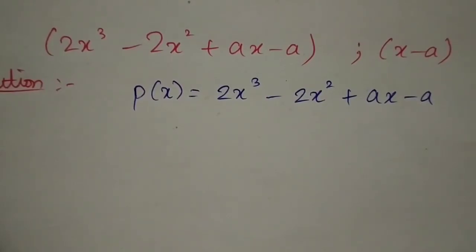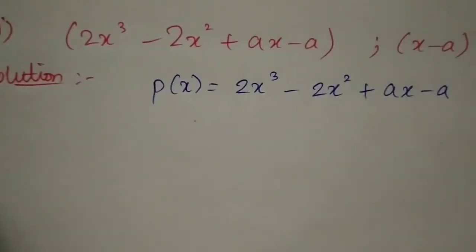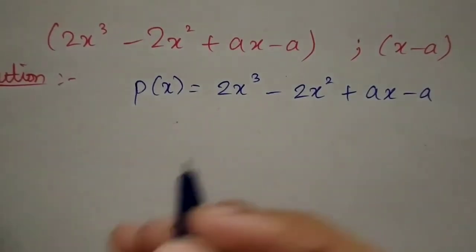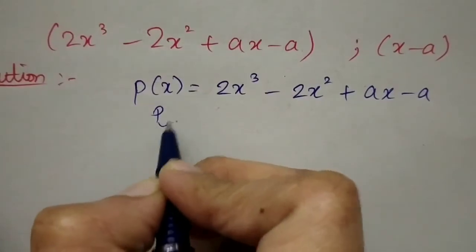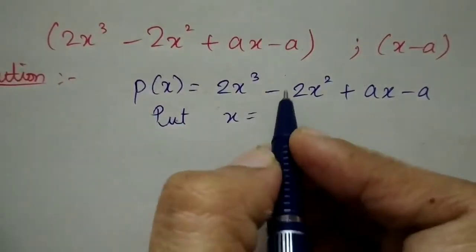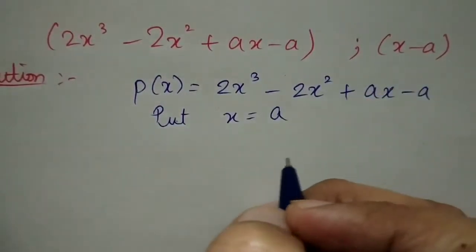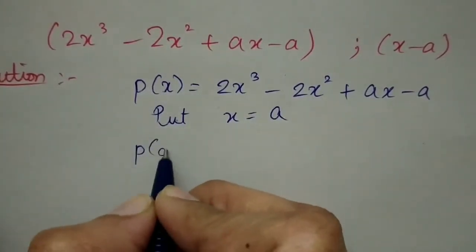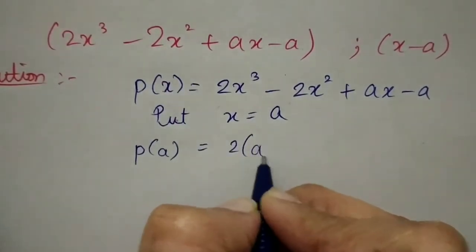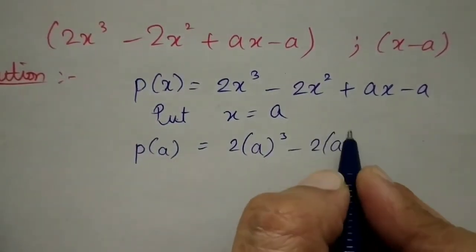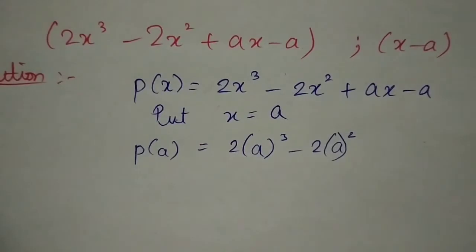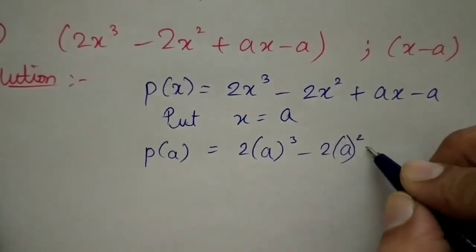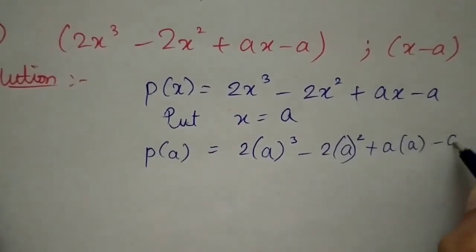Divide this second polynomial. This is the second sum. So we have to divide this first polynomial with the second. The divisor is minus a, so we are going to take x is equal to a, because the opposite of minus a is plus a, and in place of x everywhere I will put a. So p of a is equal to 2a cube minus 2a square plus a into a minus a.